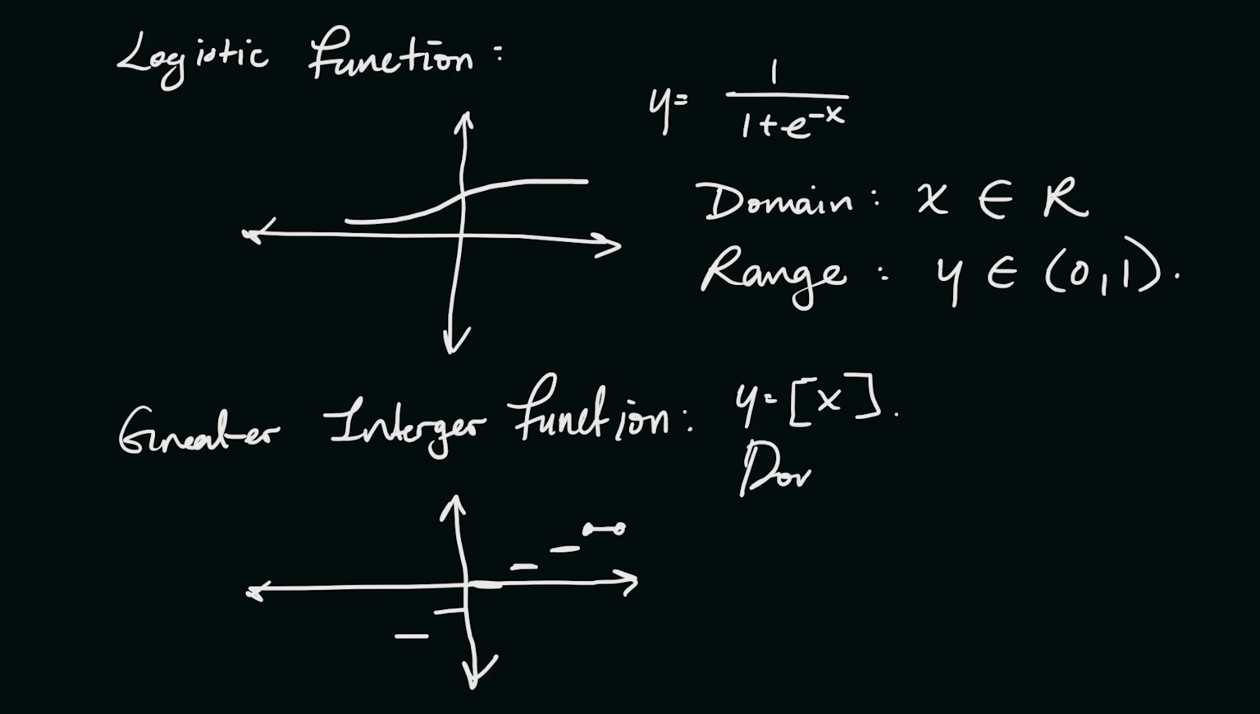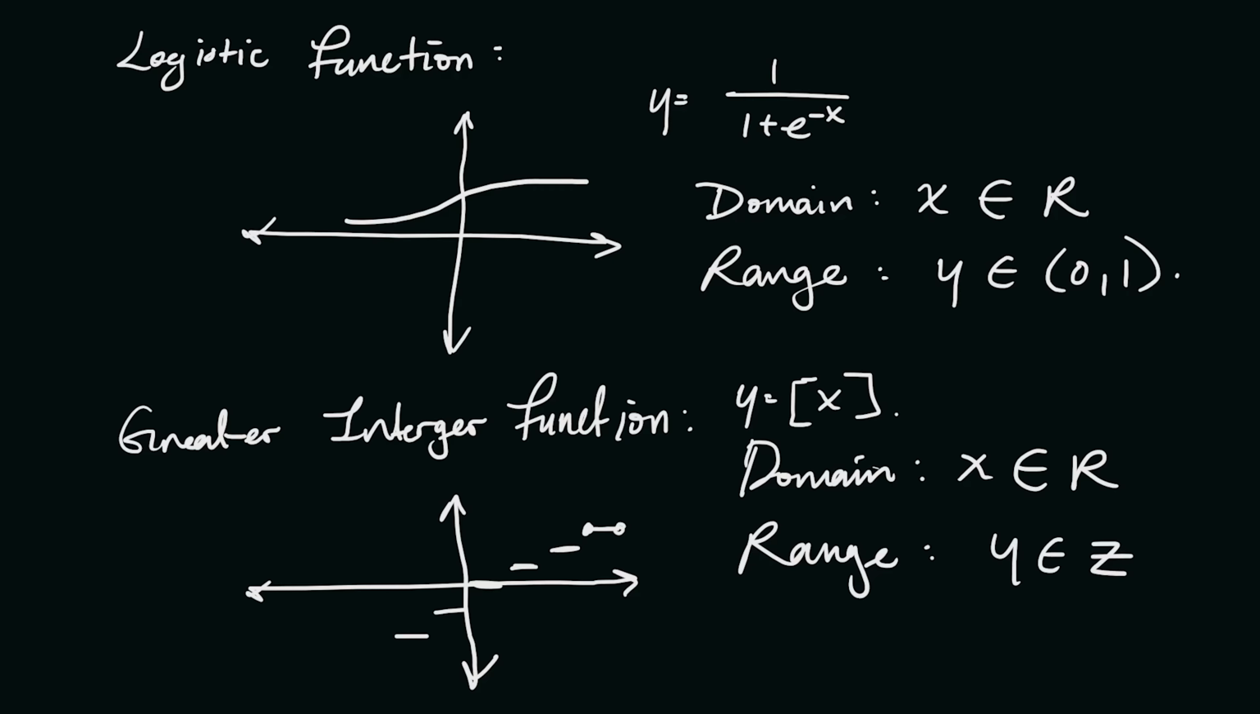Now the domain is x is an element of R, and the range is just y is an element of Z, right? The thing with Z is that it's telling you it's every step that we have. So like 1, 2, 3, 4, 5. That's how it works basically.